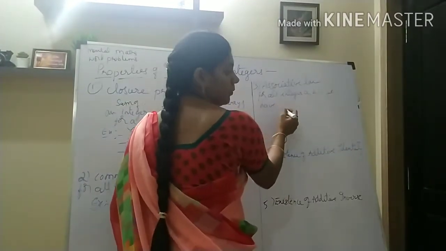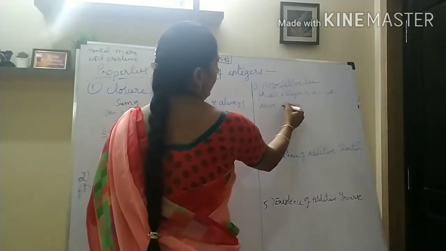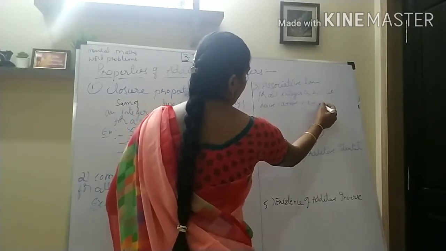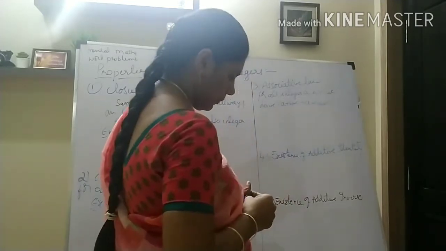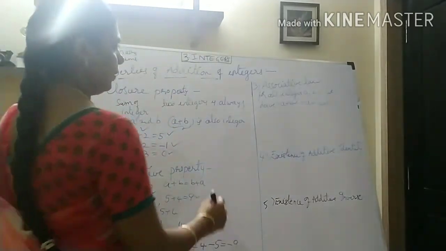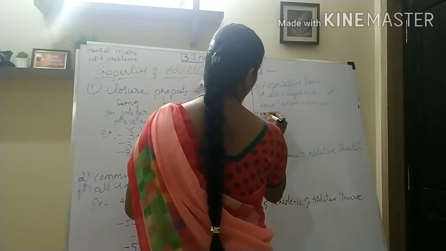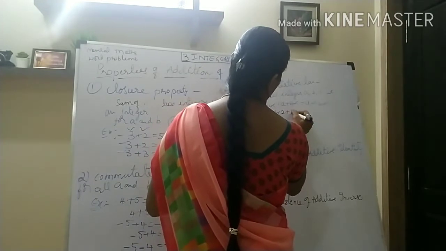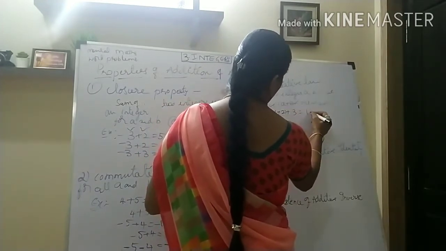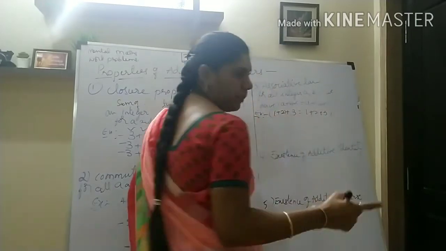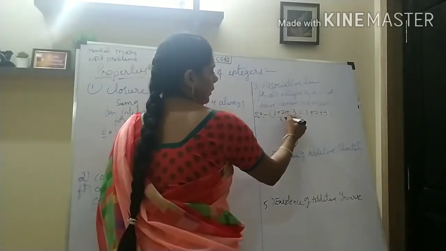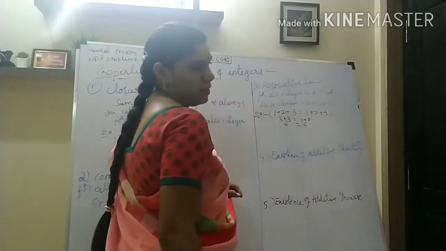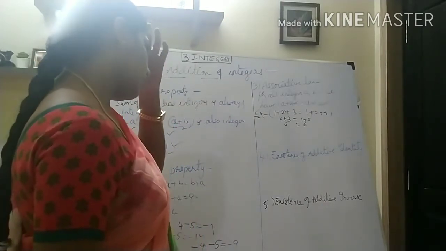So we have A plus B plus C is equal to A plus B plus C. We will check this one with an example. I am taking 1, 2, 3. So 1 plus 2 plus 3. What happens here? Add 1 plus 2, 3. 3 plus 3, so 6. Now see 1 plus 5, 5 plus 1, 6. So 6 is also an integer.